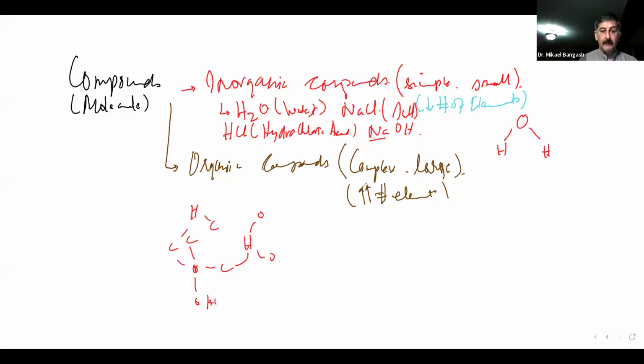Whereas when we talk about organic compounds, they're going to be huge, relatively larger compounds. Now, what does it mean to be larger? Mainly that they are made of a greater number of elements. Any questions?